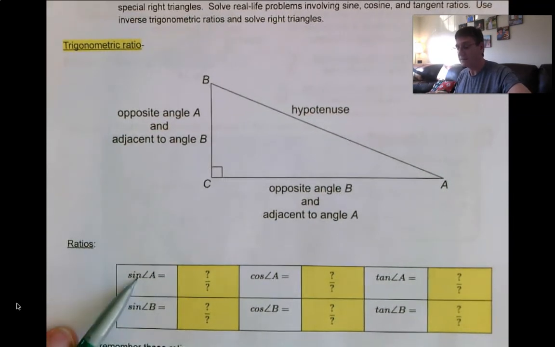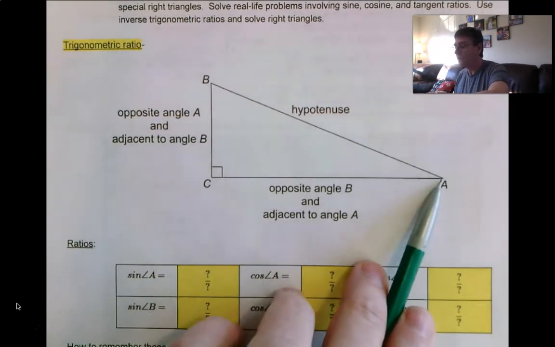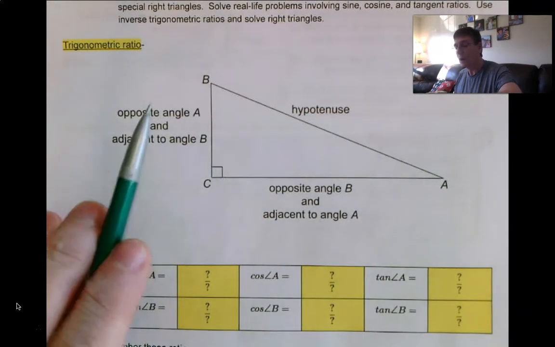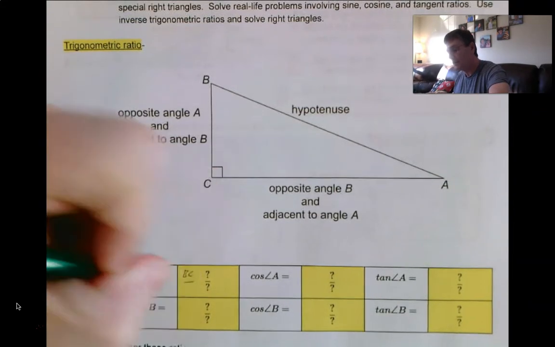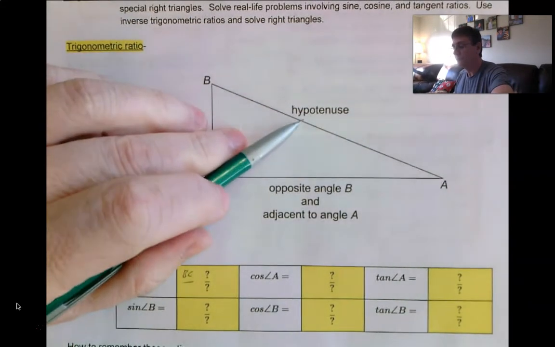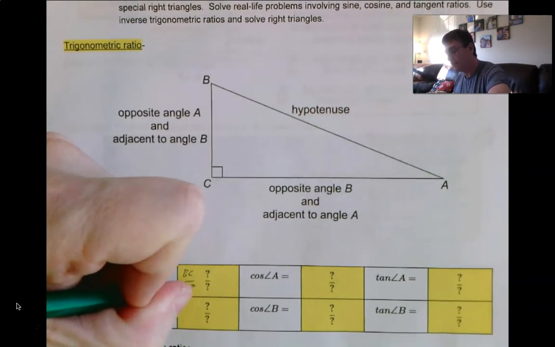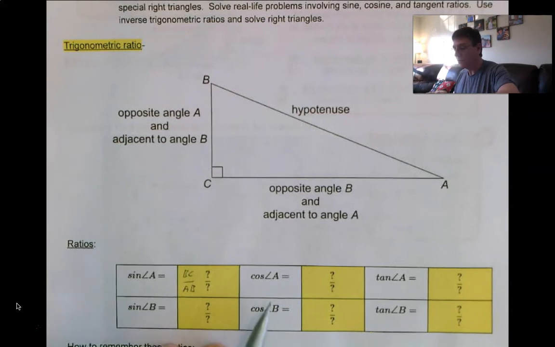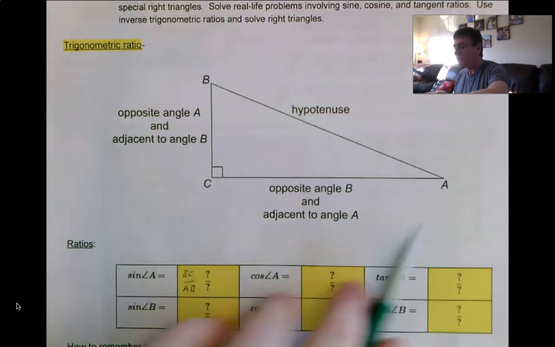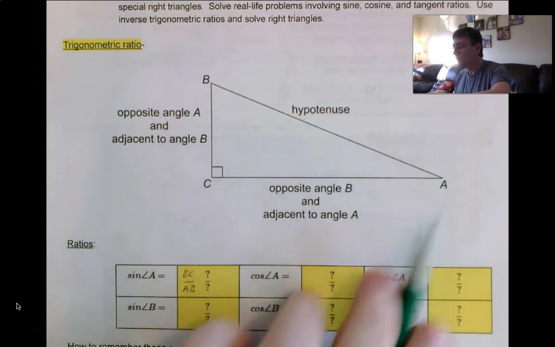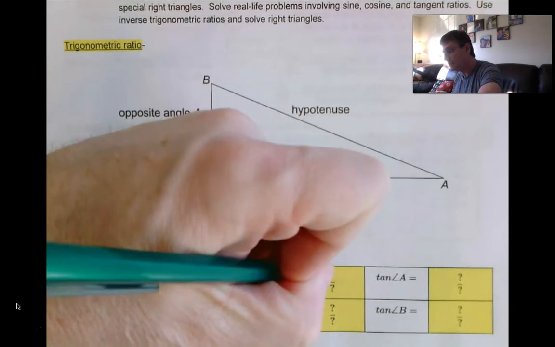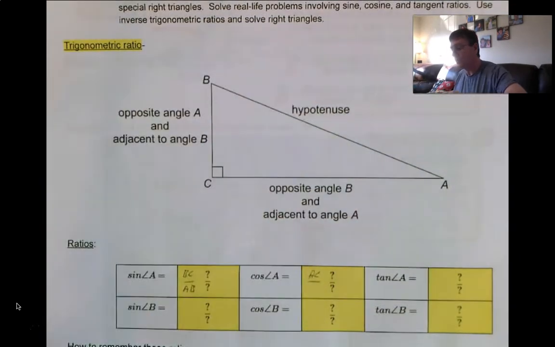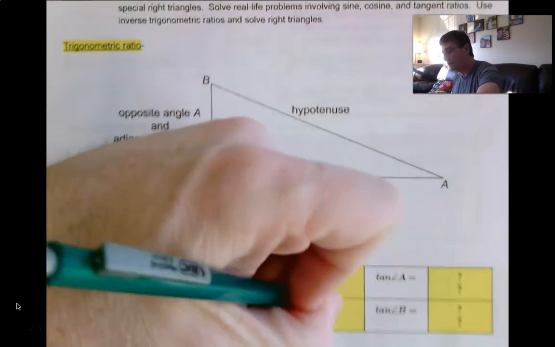Well, sine of angle A, so this is telling us where we are. Sine of angle A, we're here at angle A, is equal to opposite of angle A, or BC, over the hypotenuse, AB. Okay, cosine of angle A. I'm still here at angle A. Cosine of angle A is now adjacent to angle A, which is AC, over the hypotenuse, which is still AB.